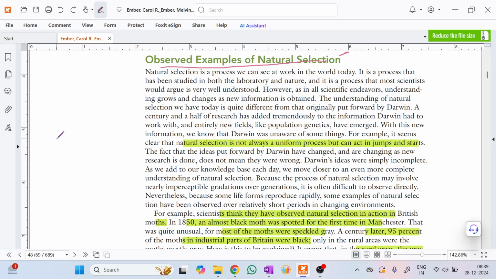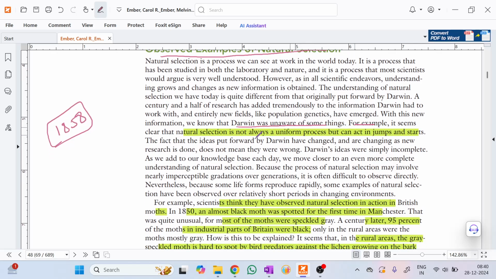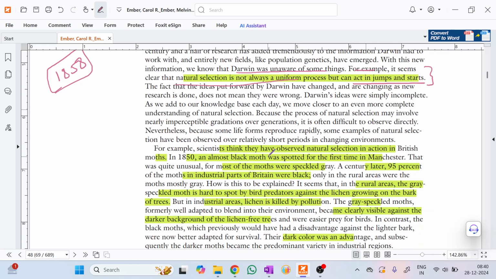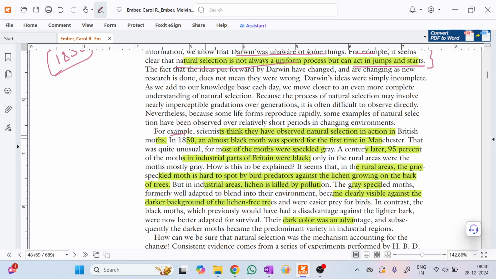So Charles Darwin, during the 19th century, might have set off a new thought on genetics and evolution, but he was also unaware of a lot of things. For example, it seems clear that natural selection is not always a uniform process, but it can also act in jumps and starts. Another example: scientists think that they have observed natural selection in action in British moths.